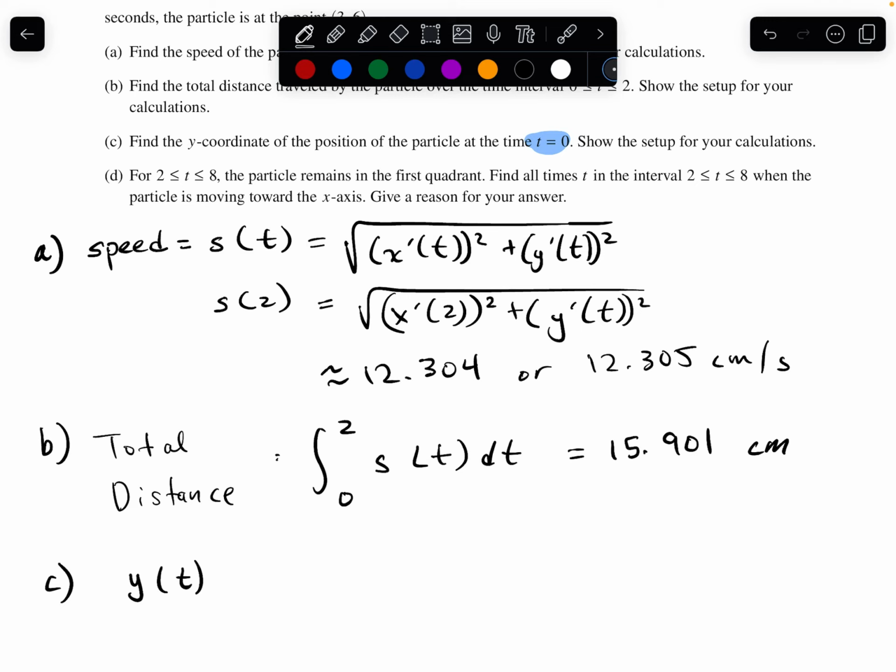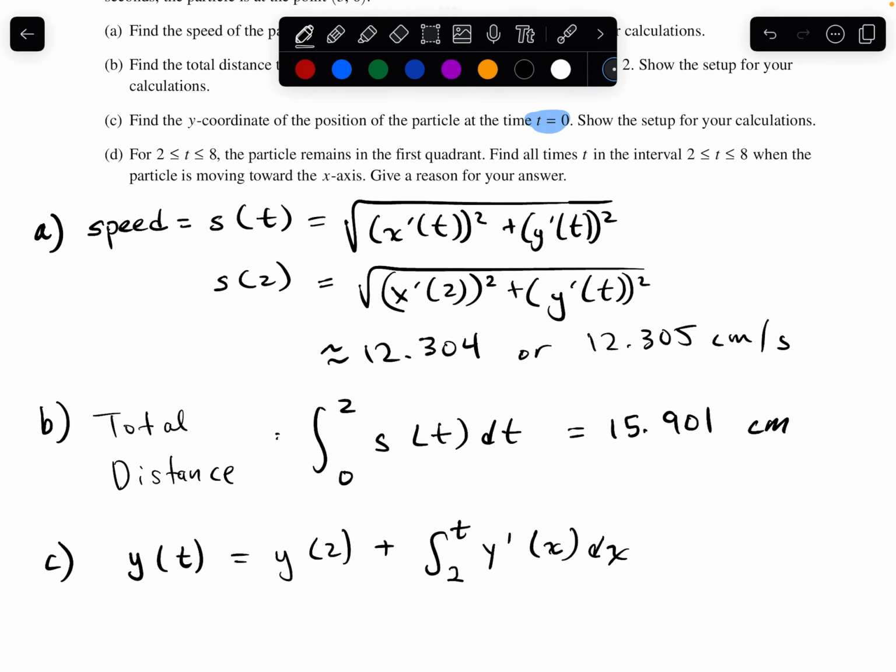At time t, it's important for us to know that the initial condition we're given is y of 2. But we're going to integrate from 2 to some t, so we're setting up the integral first. Since t is going to be used as our bound, we're going to write our integrand in terms of x. And we're using what we've just set up to find y of 0, so we're plugging 0 into it.